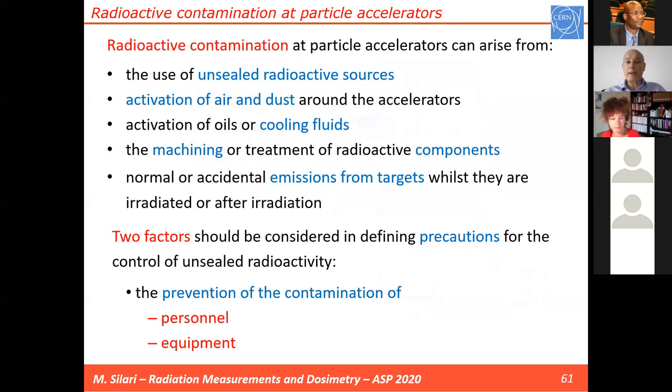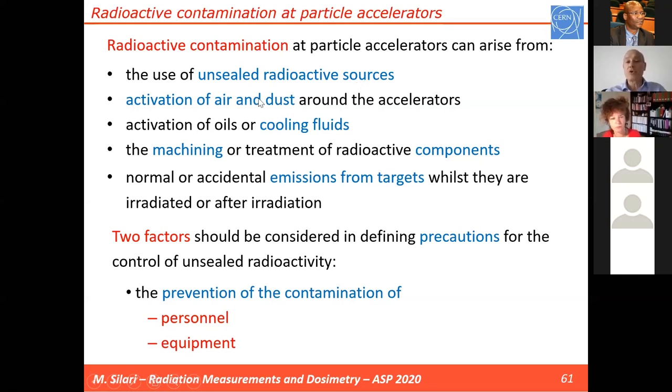As I said, the other big exposure type is radioactive contamination. At particle accelerators like at CERN or ESS, where Christine works, this is not much of a problem. It's more of a problem, for instance, in nuclear medicine departments in hospitals, which deal with liquid radiopharmaceuticals, or in power stations where you might have very high spent fuels or high neutron fluxes. At particle accelerators, typically you might have radioactive contamination from the use of unsealed radioactive sources, which is very, very limited.